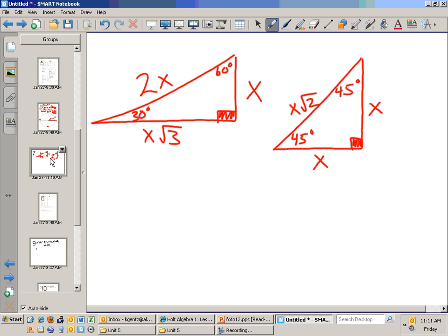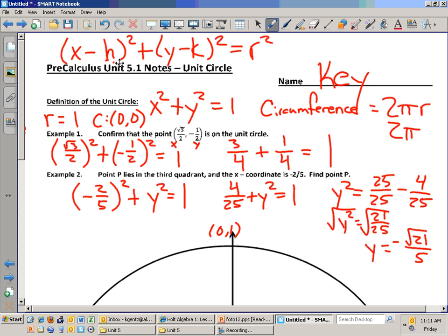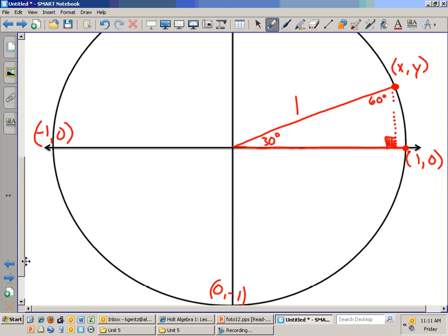Okay, we're going to use that in this case right here. I have a 30, 60, 90. If the hypotenuse is 1, what will then that make the shortest side? 1/2. What will I do to that shortest side to get this longer side right here? Multiply by the square root of 3 to get square root of 3 over 2. So you can see that the x value is the square root of 3 over 2, and the y value is 1/2.